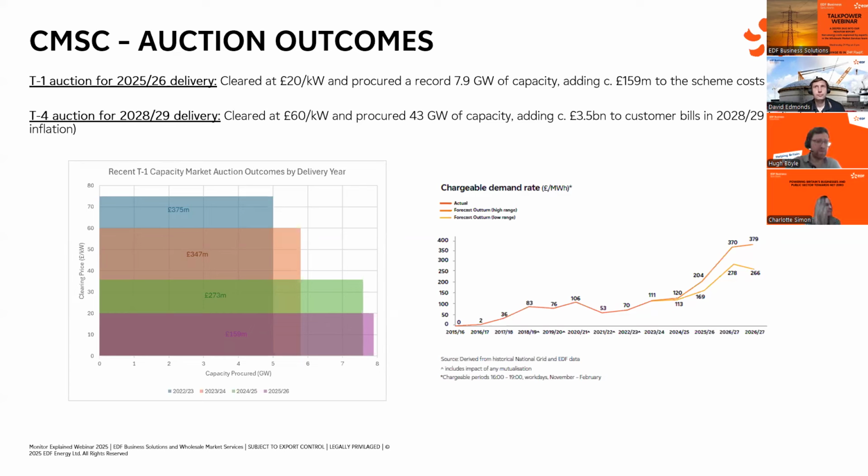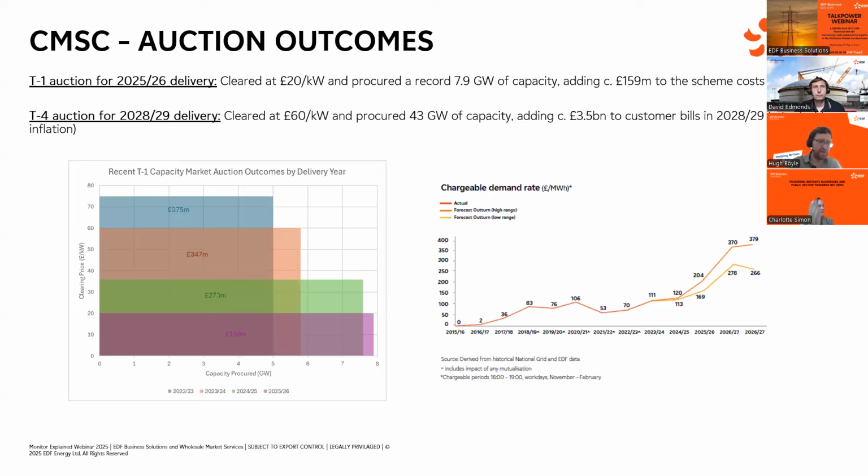Now, just a bit of an overview of those auctions, starting with the T-1 auction, which is more relevant for customers' bills and budgeting in the short term. That cleared at £20 a kilowatt. Relatively low compared to recent years, which are more in the £35 to £65 a kilowatt range. But it did procure a record amount of capacity, about 7.9 gigawatts. So taking that together, given that these T-1 auctions are nominal prices, they're not indexed with inflation, that adds about £159 million to customer bills to pay for the scheme costs. And if you look at the bottom left-hand chart there, you can see a little bit of a comparison with previous few T-1 auctions.